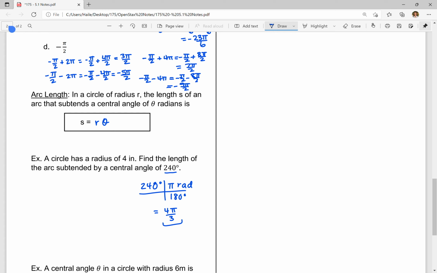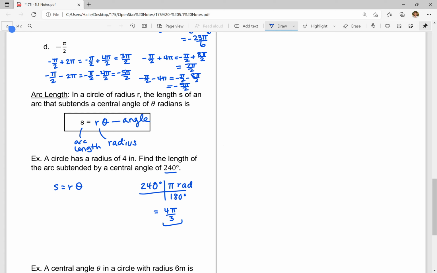Okay? So our formula is S equals R theta, where S is the arc length. So this is the arc length. R is the radius. And theta is the angle.